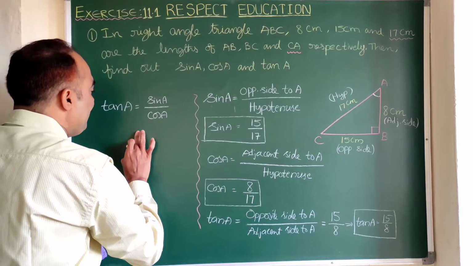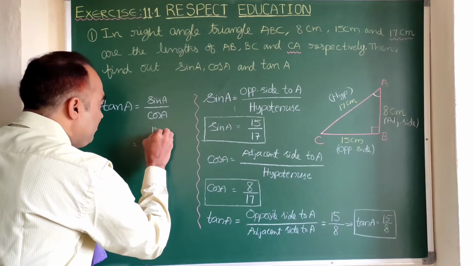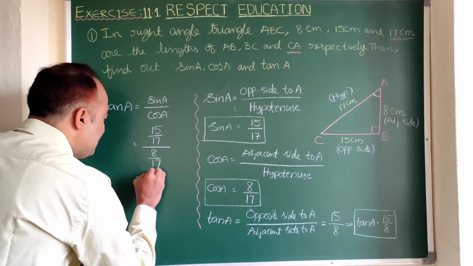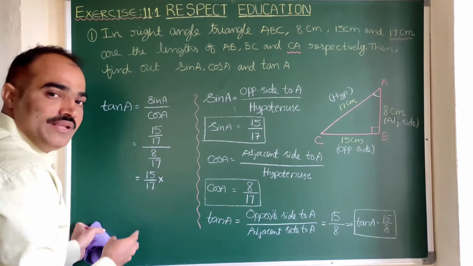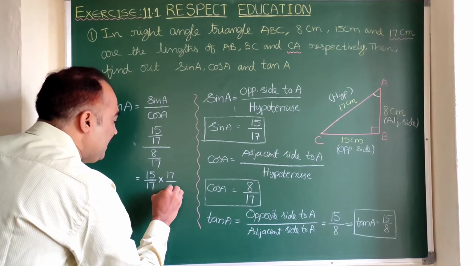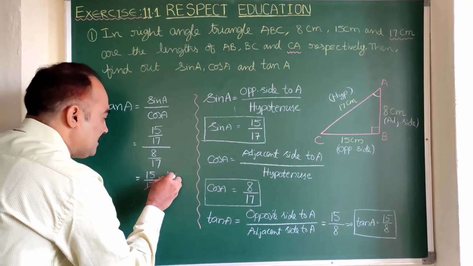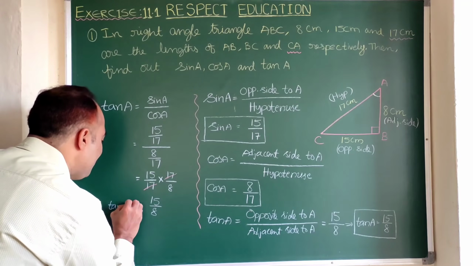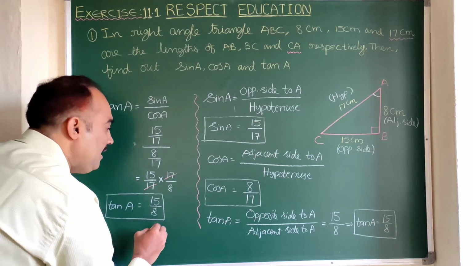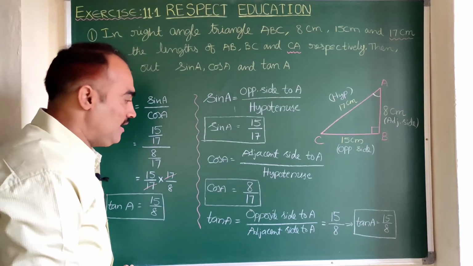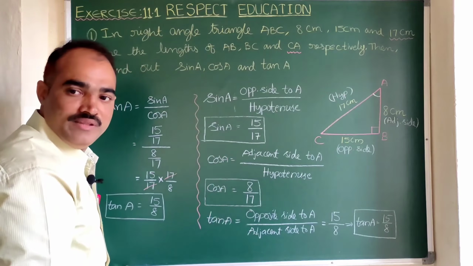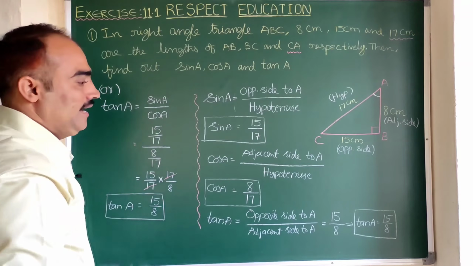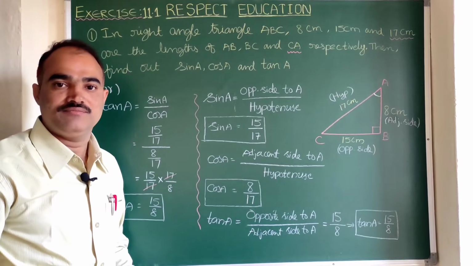So what is the value of sin A? 15 by 17, and cos A is 8 by 17. Let us simplify: 15 by 17 into the reciprocal, 17 by 8. On cancellation of 17 and 17 we get 15 by 8. So tan A is 15 by 8. Here also tan A is 15 by 8. That means after finding sin A and cos A, we can also find tan A in another way without using the formula. Is it clear to all? Right.